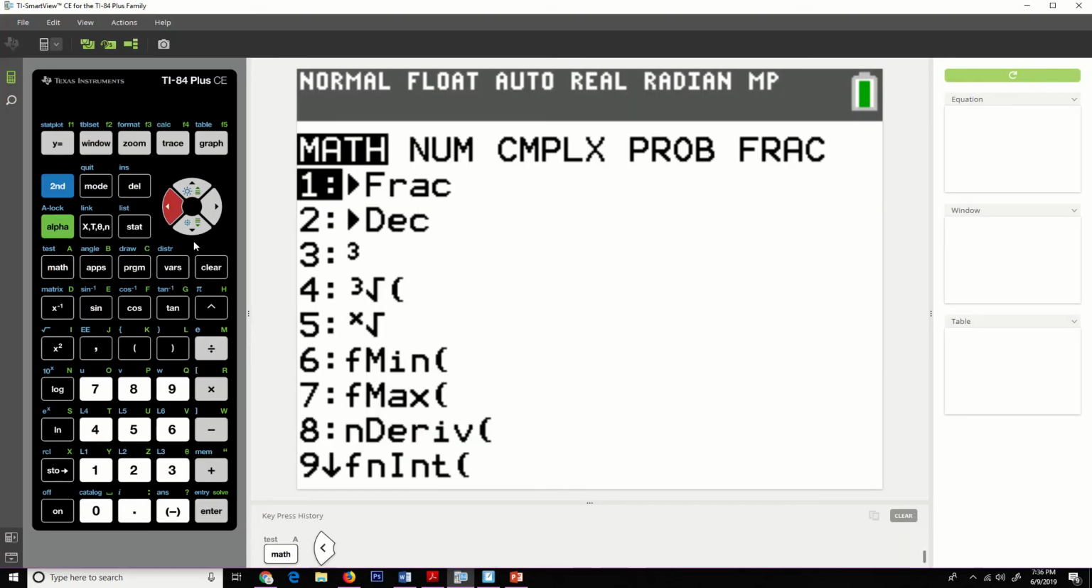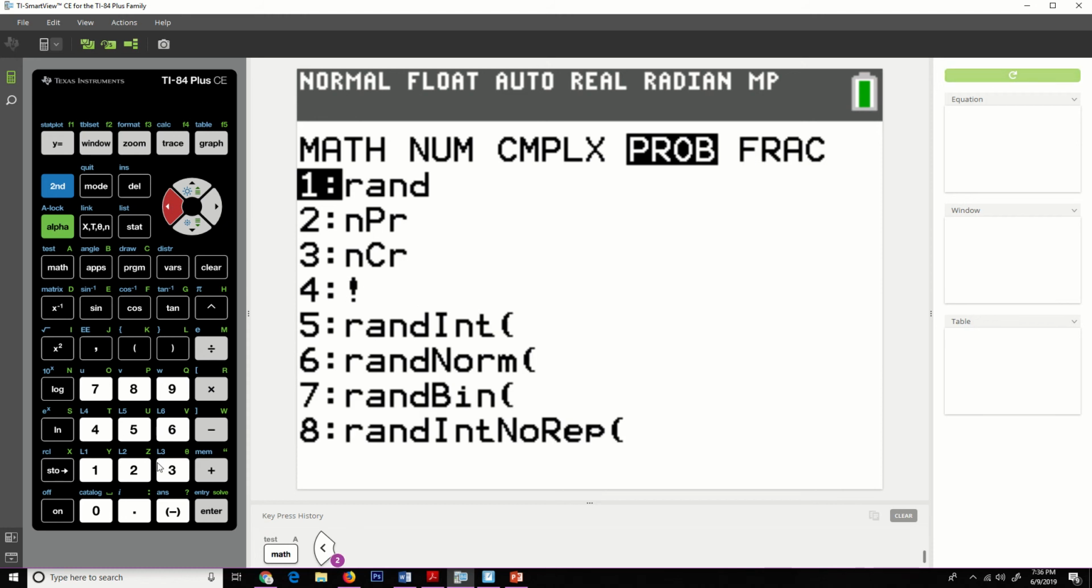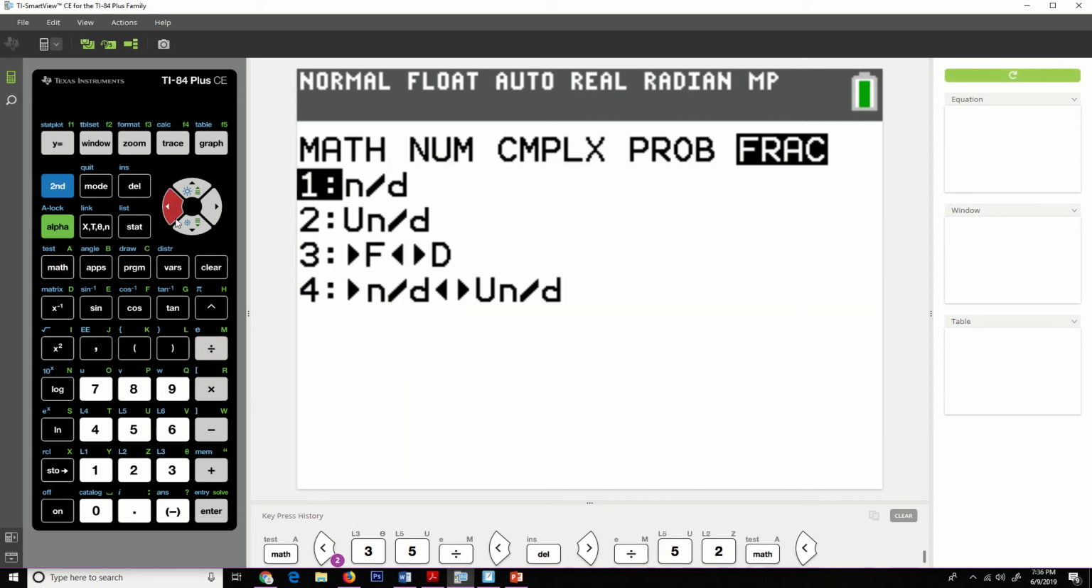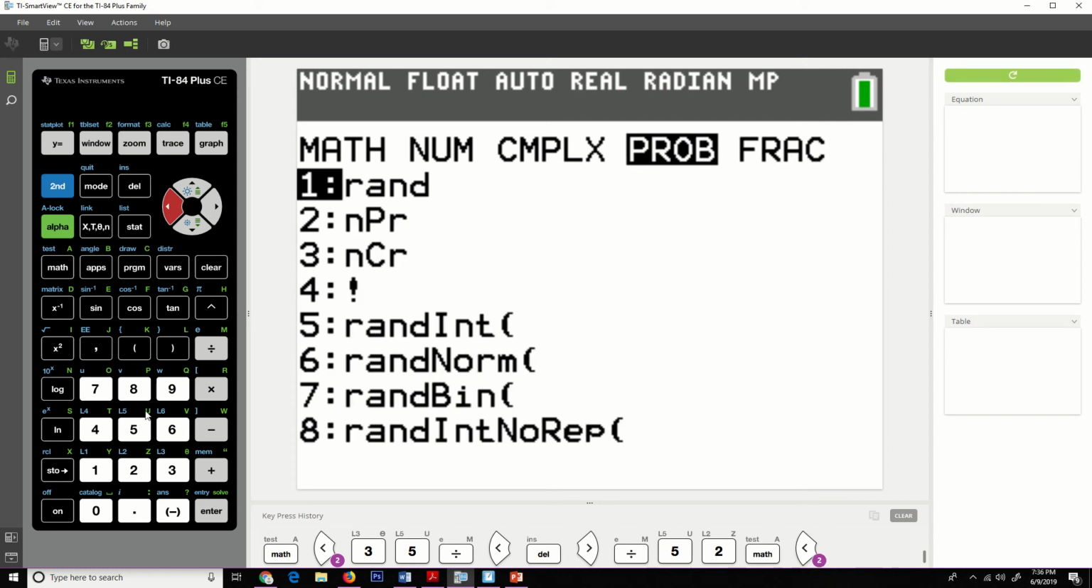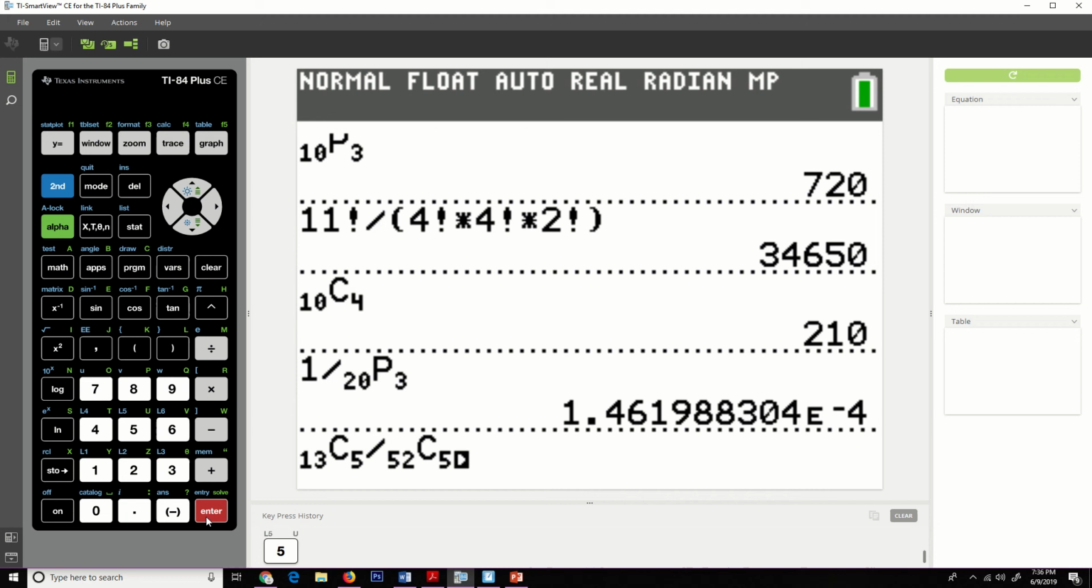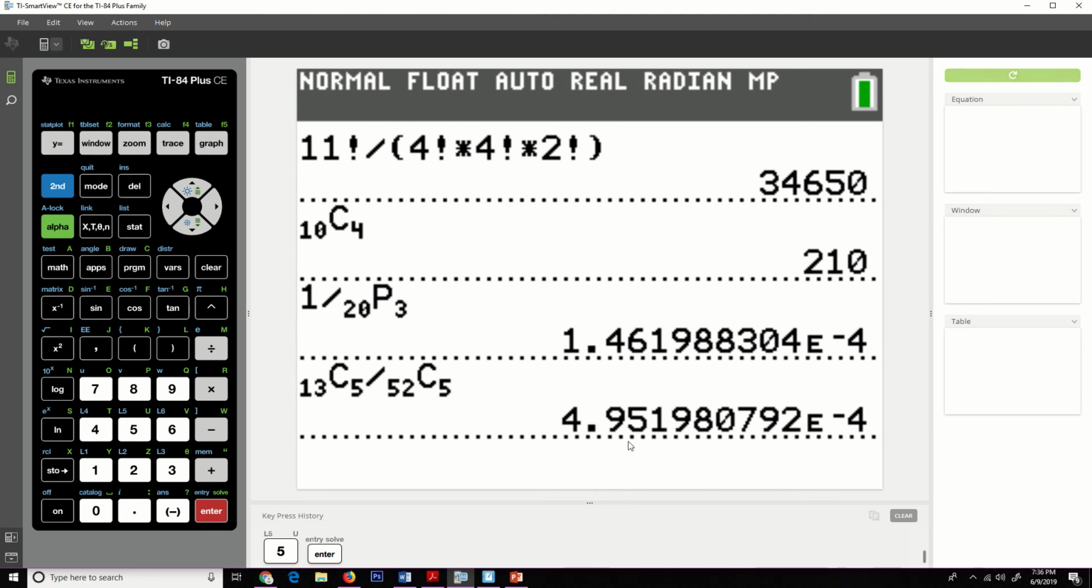13, math, go over to probability, hit that 3 for the combinations. We're choosing 5, and we need to hit our right arrow key so that it comes up. Hit the divide bar, and now it is 52, math, go over to probability, hit that 3, and we're choosing 5. And again, this is going to be pretty small. And so this one, again, we have 4 decimal places.